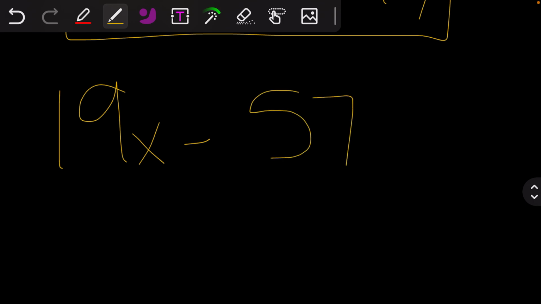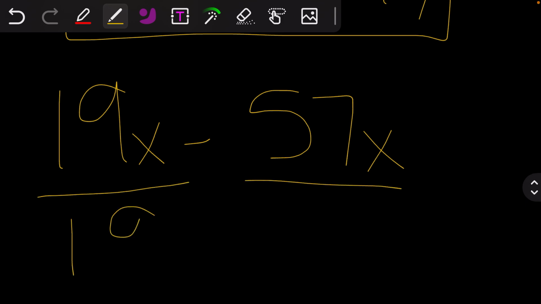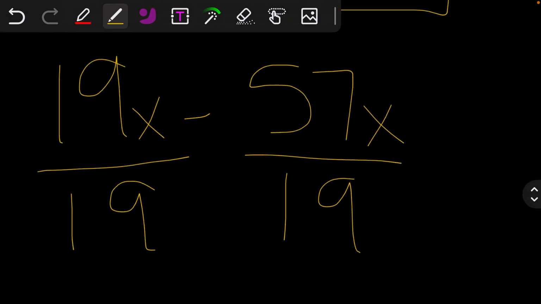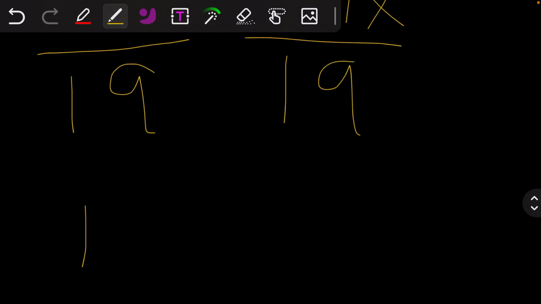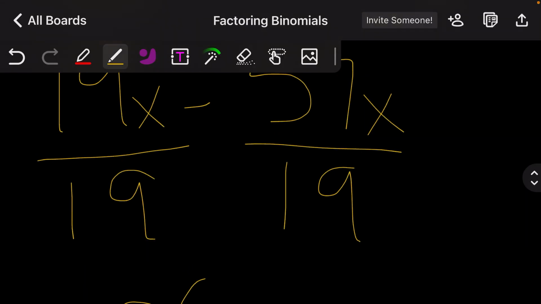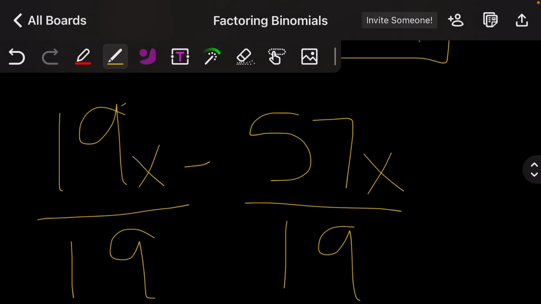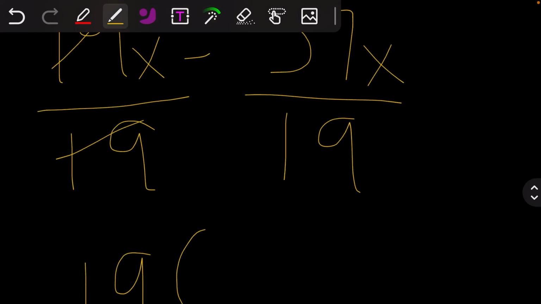Let's move on to another example. 19x minus 57x. We can divide both of these terms by 19. And so we'll put that 19 on the outside of the parentheses. After we divide both of these by 19, 19x divided by 19 is just going to leave us with an x term.